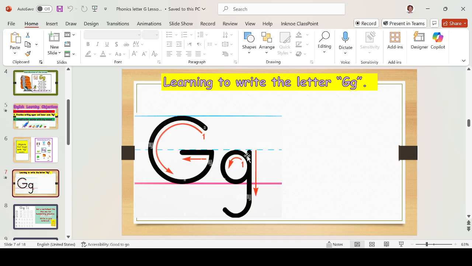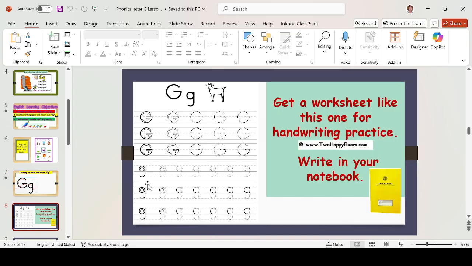We are going to write the lowercase G. So for this one, we are going to write a circle, then we go up, we go down and put a leg. Let's do again a circle. We go up, we go down and make a leg. Very good. You can pause the video and practice. Okay. When you are done, get your worksheet or this book.